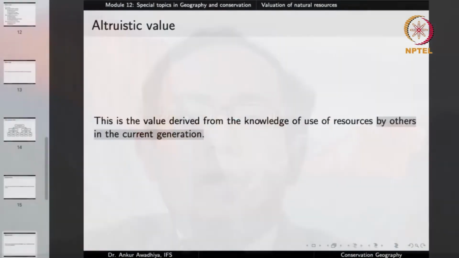Altruism is the opposite of being selfish. So you are not thinking in a selfish manner that, okay, all the resources should be available for my use. But you are thinking that, okay, these resources are available for use by someone else in the current generation. You're not talking about your children or your grandchildren. You're talking about people in your own generation. But somebody else is using the resource, and this kind of a value is known as an altruistic value. The value derived from the knowledge of use of resources by others in the current generation.